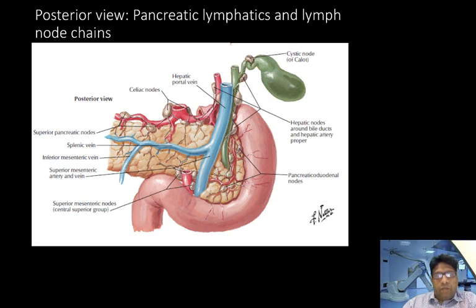Okay, looking at the posterior aspect of the lymphatic chain around the arteries and veins of the head of the pancreas, they basically follow the bile duct, also around the hepatic branch of the celiac axis. There are celiac nodes. These can all be removed individually. But en bloc, one would try and remove everything associated with the head of the pancreas.